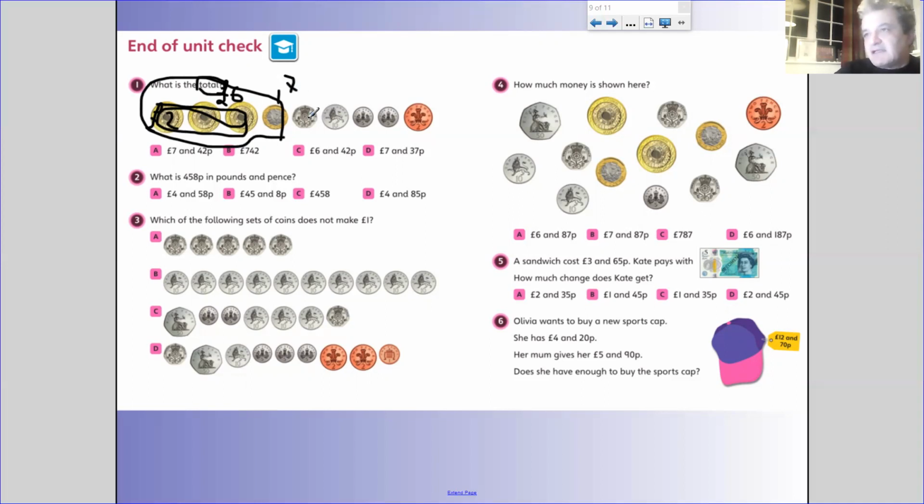Okay, now I'm looking at pence. The pence. I've got 20, 30, 35. 2 5s make a 10. So 20, 30, 42. So I've got £7 and 42 pence.